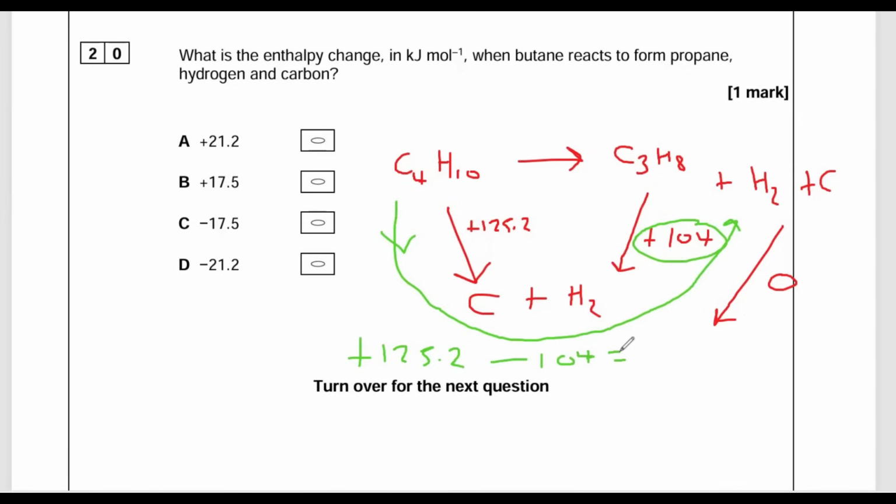So it's plus 125.2 minus 104. Bosh, 21.2. And it's positive, not negative, because no minus came up on the calculator. And there you go. The answer is A.